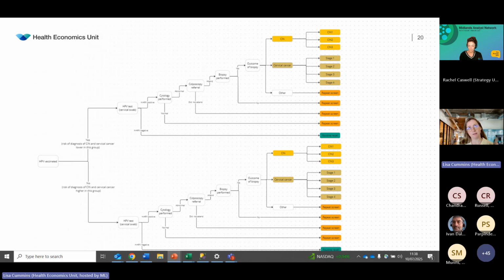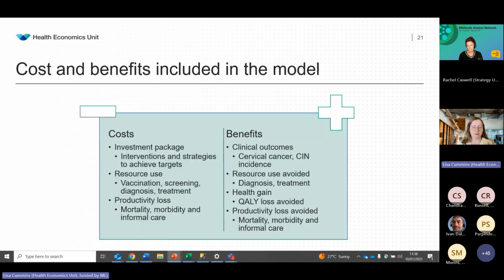We also had to account for the impact of the vaccine. So we ended up with probably 8 decision trees to model the potential eventualities and the different cohorts and the different populations as well. Yeah, we'll talk about that now.